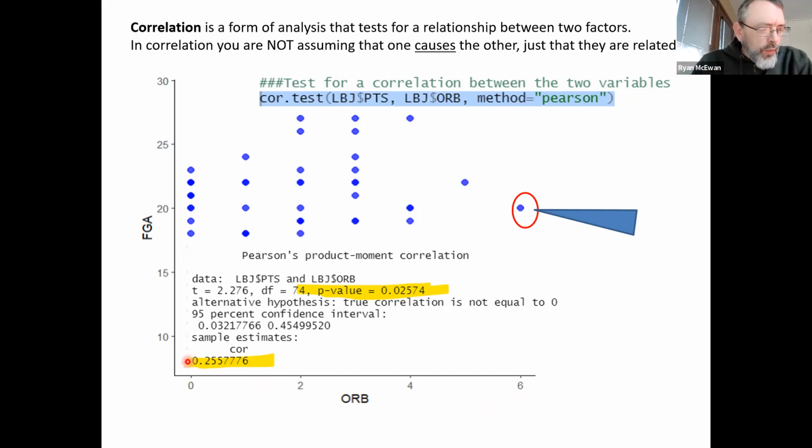This is a relatively weak relationship, however. 0.25 is not close to 1.